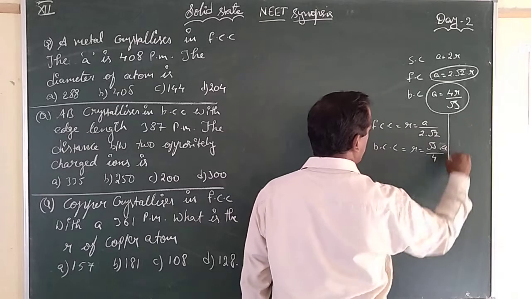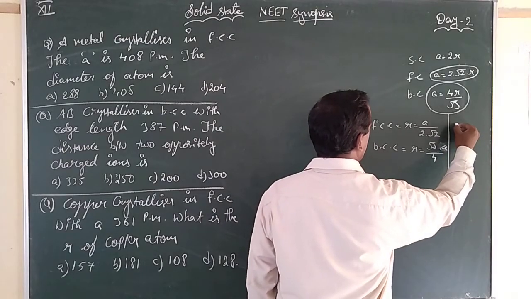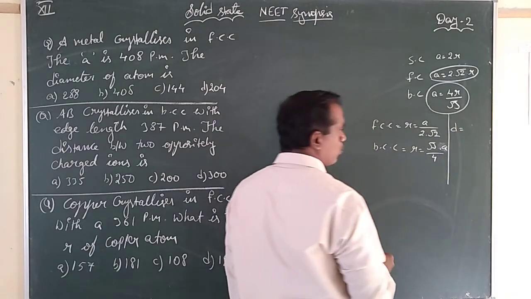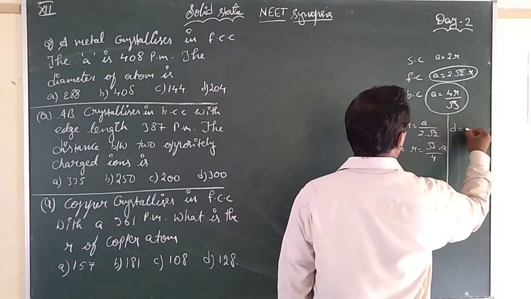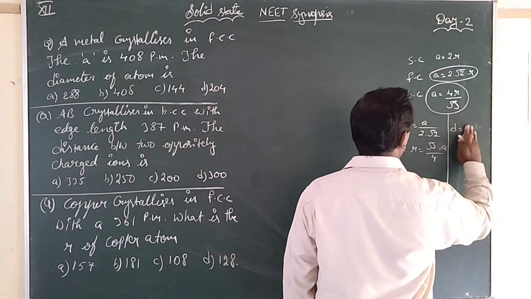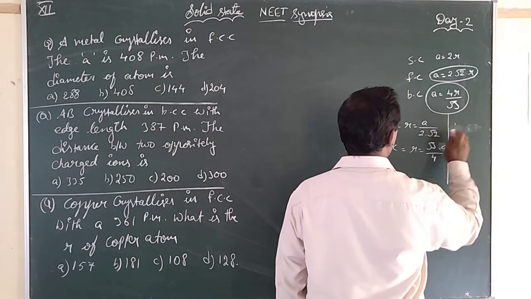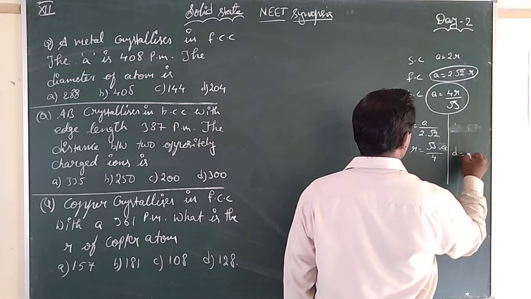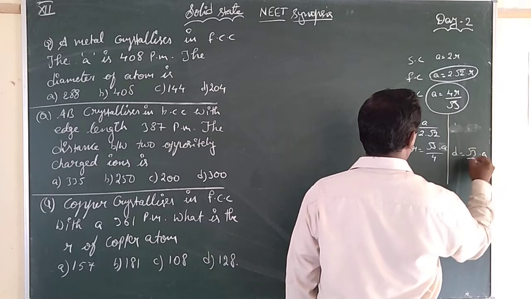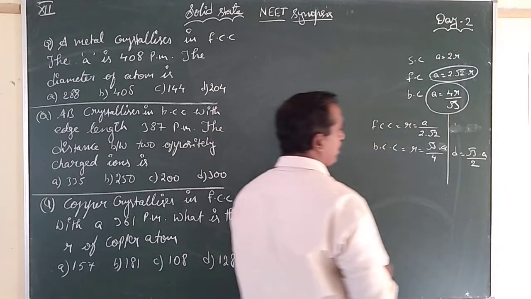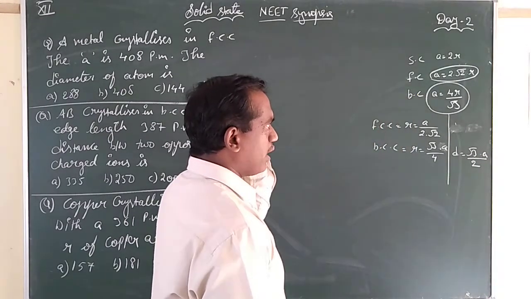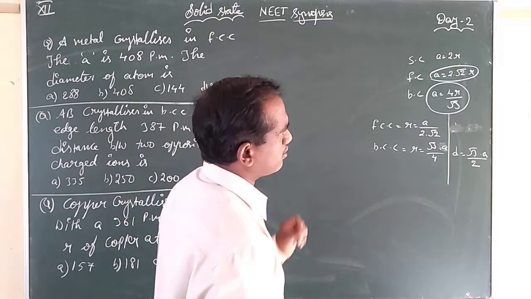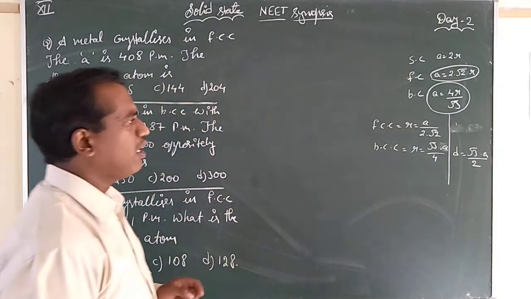Still, what did you learn about the distance? Do you remember how we have given the distance in FCC? In the case of BCC, distance is equal to root 3 A by 2. So we had learned these points in yesterday's session.